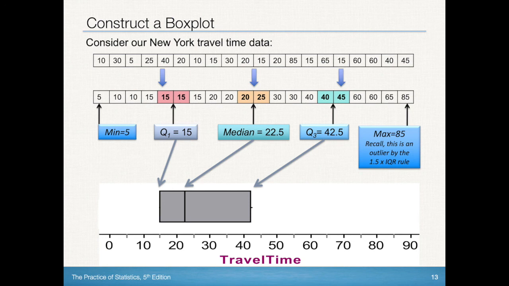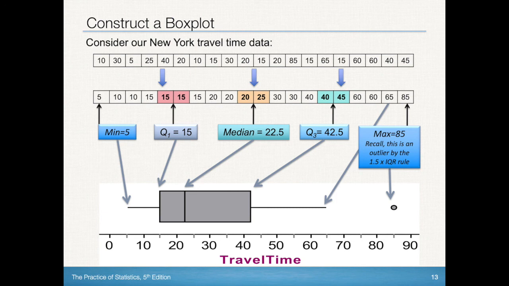Now that we have the box in place with the quartiles, we can draw our whiskers. We draw the first whisker down to our minimum value, which is 5, and then we draw our upper whisker to the value that hasn't been identified as an outlier, and in this case it's going to be 65. The final thing we need to add to it is a star to represent the outlier, which is 85 in this case. And folks, what we have here now is a completed box plot.